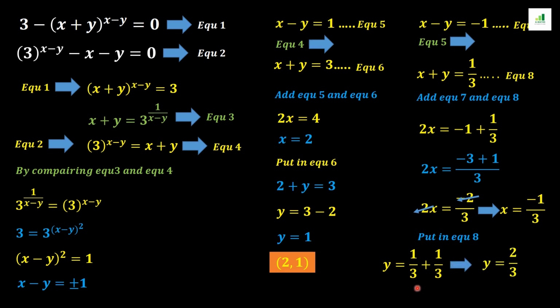Now we will simplify this and we will get y equal to 2 over 3, because both denominators are the same, so the numerators add up directly, and as a result we get y equal to 2 over 3. This is the second answer for y. And here we get the ordered pair of the values of x and y for both of these equations as minus 1 over 3, comma, 2 over 3, and this is the second answer for x and y.